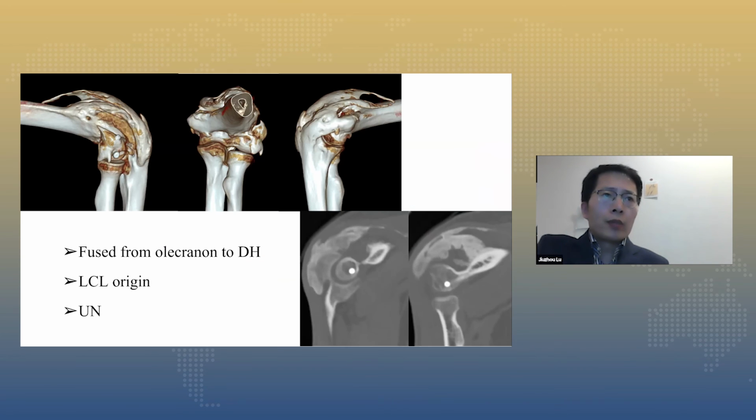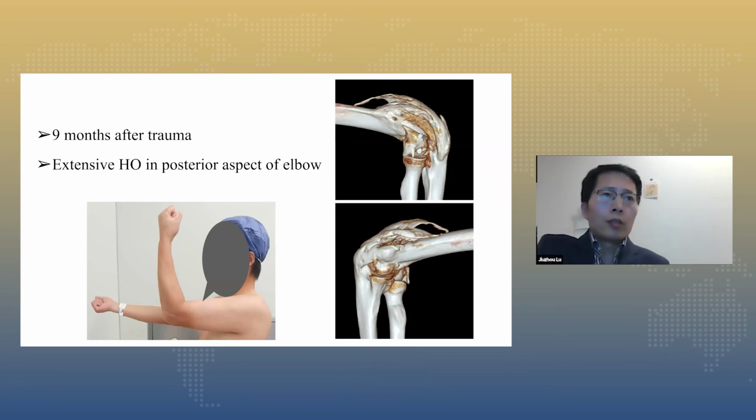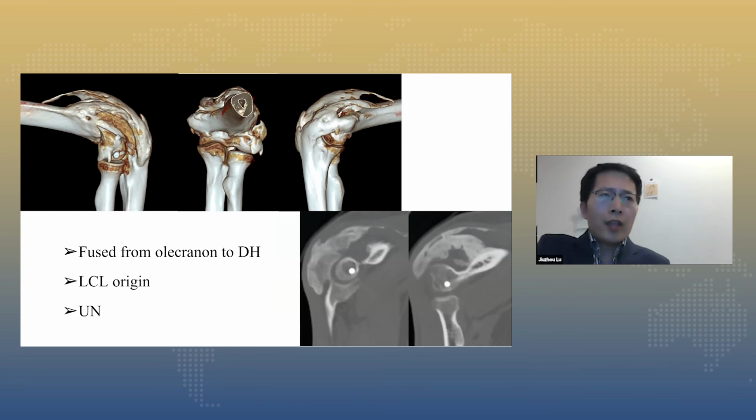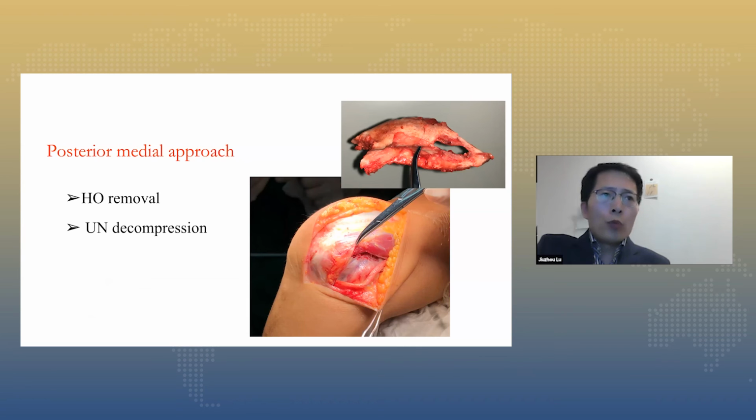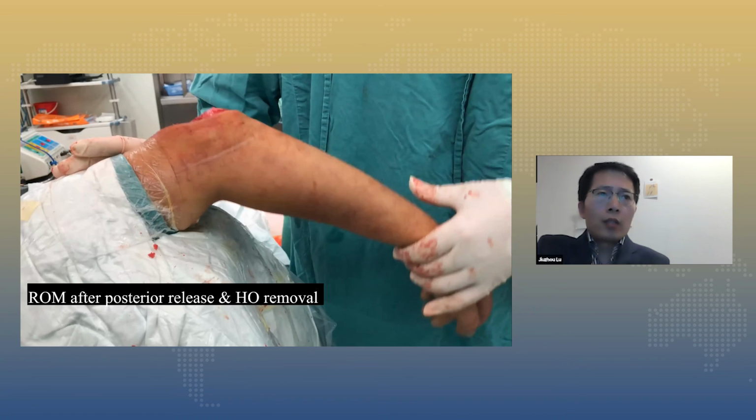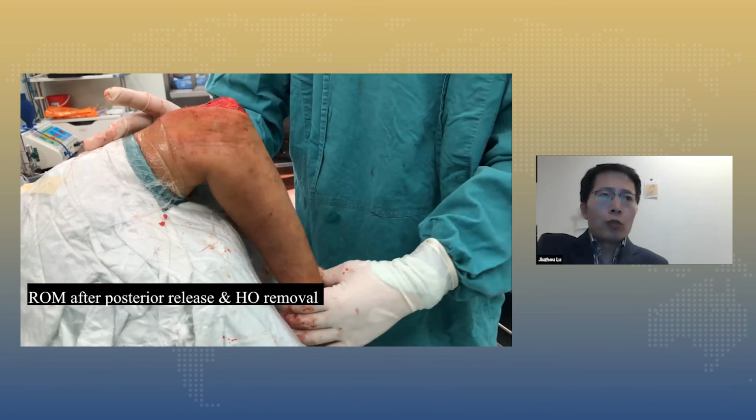This stiff elbow is 9 months after trauma. There's extensive HO in the posterior aspect of the elbow, and the HO is very close to the origin of the LCL and the ulnar nerve. We remove the HO through a posterior medial approach and perform the ulnar nerve decompression using the same approach. This is the range of motion after HO removal.